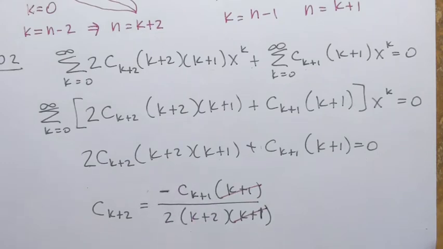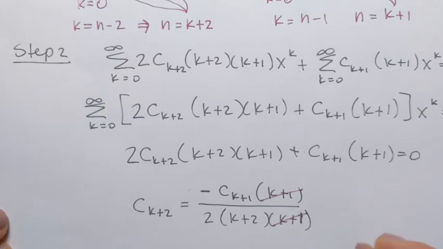So this recursion formula allows us to find a coefficient of the power series based on the previous one. But this is not quite what we need. We want to be able to express coefficients of the power series in terms of just one number or sometimes two numbers, but just in terms of some specific coefficients. And to do that, we're going to perform the next steps.